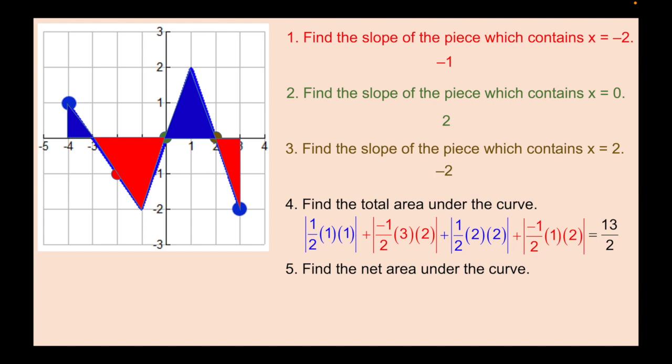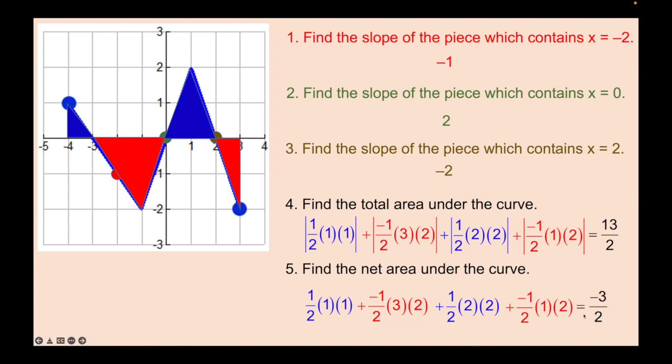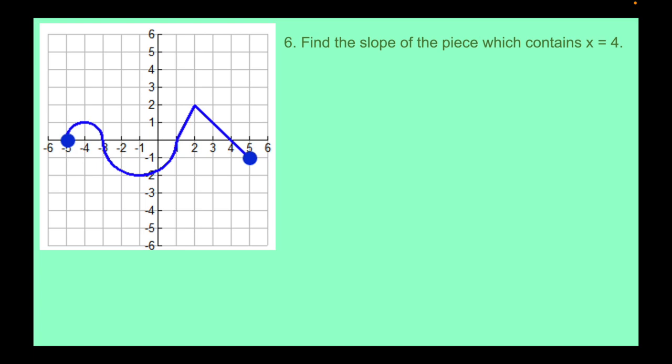And then for number 5, when I'm looking at the same thing, but I don't have any absolute values anymore, so this time when you combine everything, we end up with -3/2. Now for number 6, the slope of the piece that contains 4. So I go to 4, that puts me on this piece right here. And for this piece, I am going to go down 1, 2, 3 units to go over 1, 2, 3 units. So it's -3 divided by 3, so that's going to be -1.